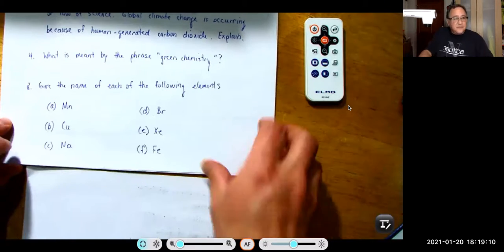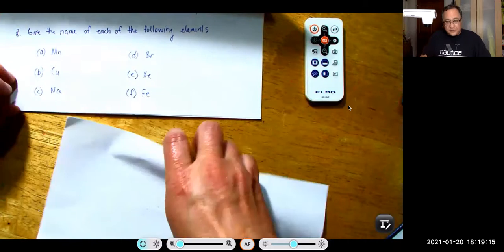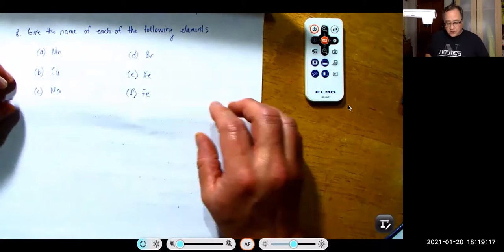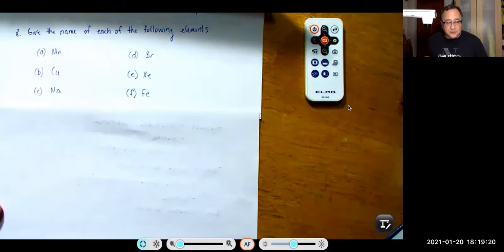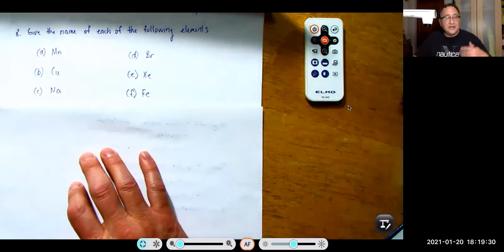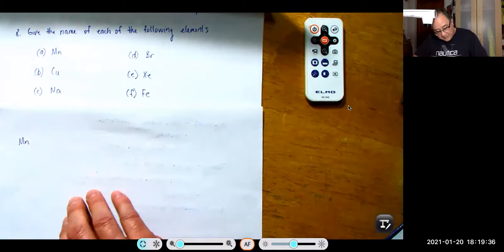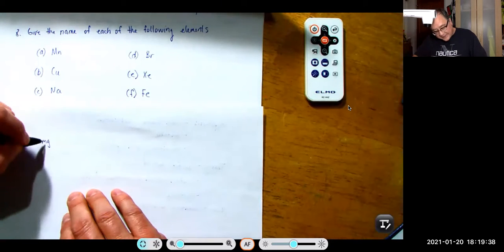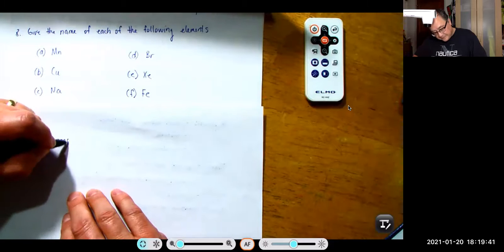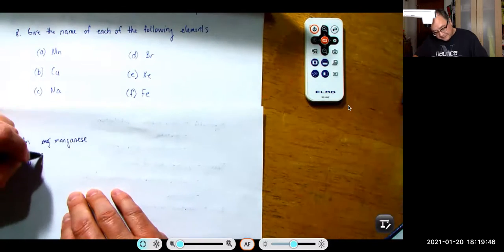Number 8, give the name of the following elements. I want to take a moment here to tell you that you need to know the names and the symbols of about 60 different elements. And you should know them by the time of the first exam. And when I say the name and the symbol, that means if you're given the symbol Mn, you're able to write manganese. That's a tricky one because there's Mg, which is magnesium.